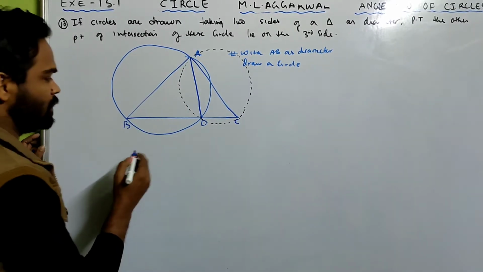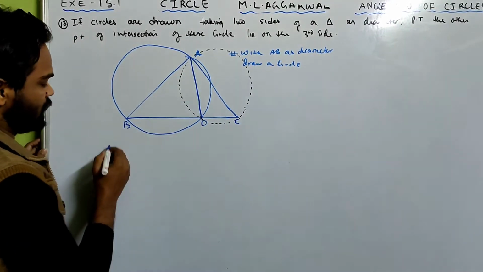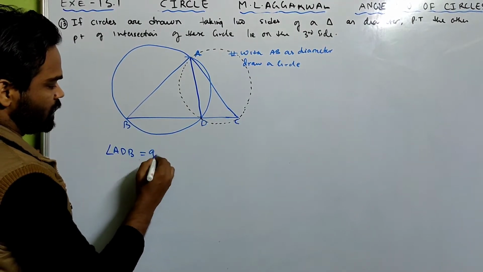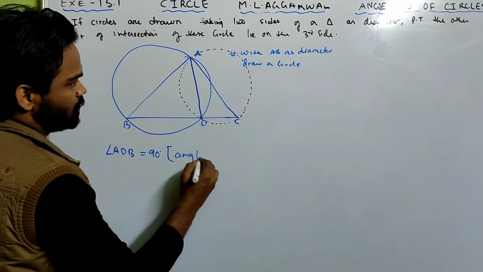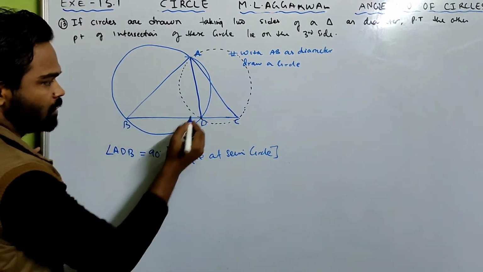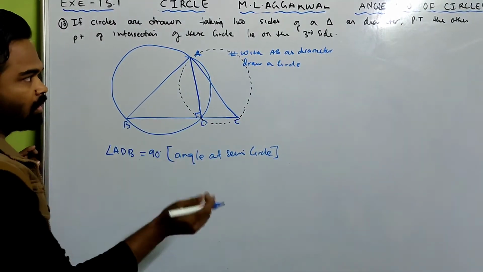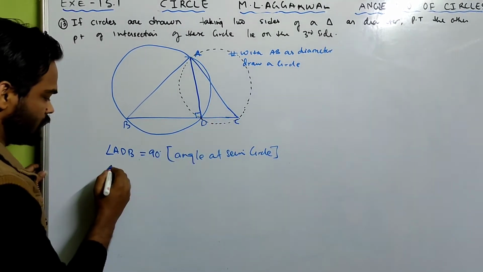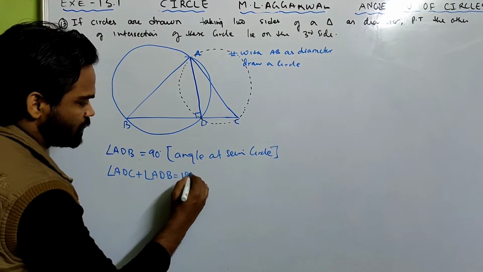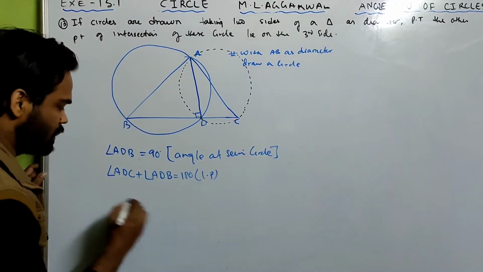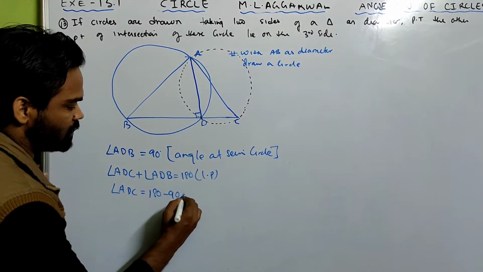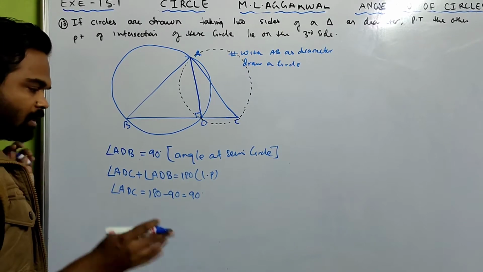Okay, now AB is the diameter. So angle ADB is equal to what? 90 degree. Angle at semicircle, isn't it? So this is 90. Now look carefully. Angle ADC plus angle ADB will be 180. That's linear pair, which means angle ADC will be 180 minus 90. That's 90. Am I clear or not?